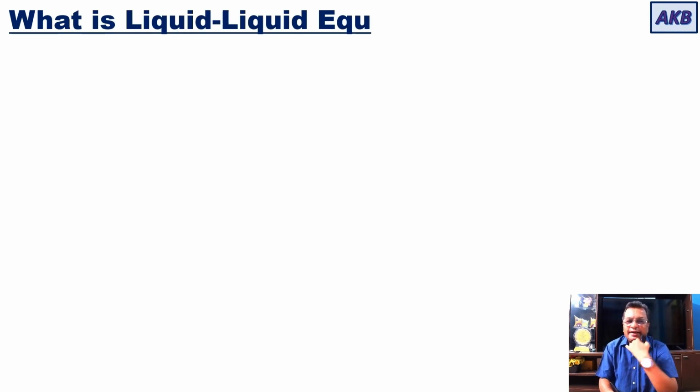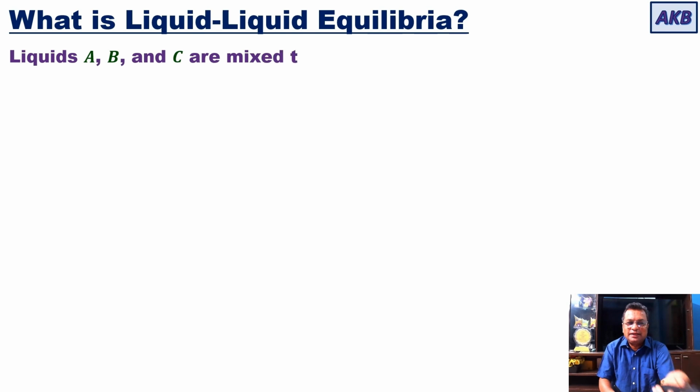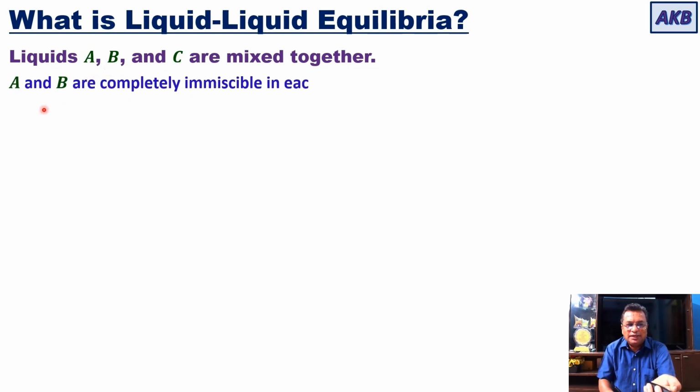So let us first understand what is liquid-liquid equilibrium. For that, we will consider a simple example where there are three liquids, liquid A, B and C. And we are going to see what happens when these three liquids are mixed together. Now, among these three, A and B are completely immiscible in each other. They are completely insoluble in each other. Whereas C is miscible in both A and B. C is soluble in both A and B.